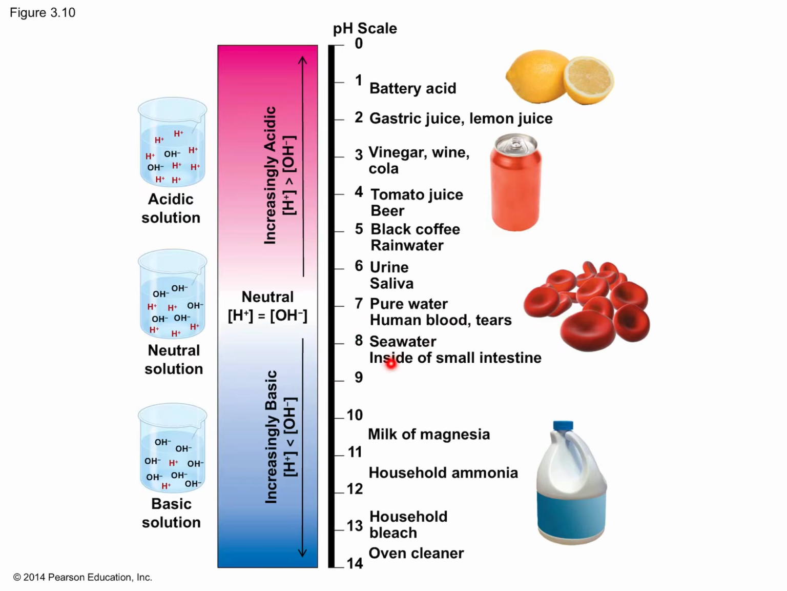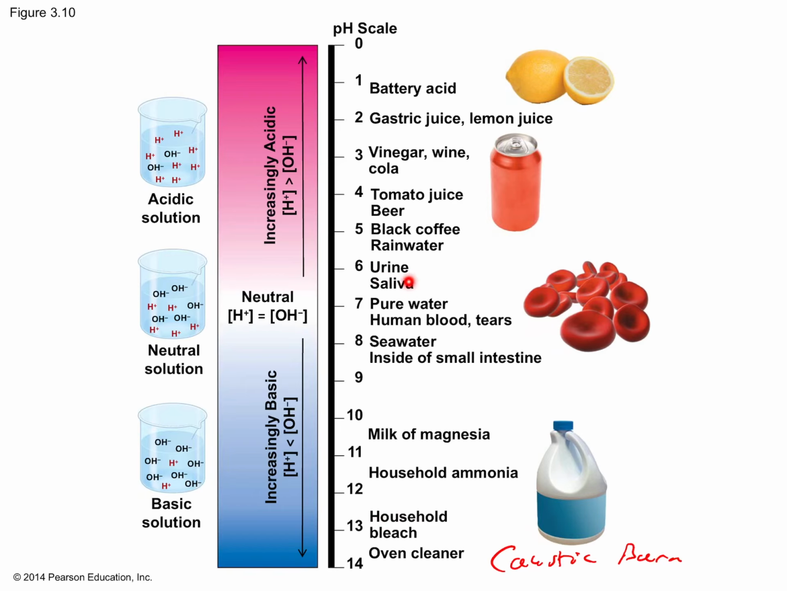Human blood, 7.3. Tears, about the same. Seawater, about 8. Milk of magnesia, right? You take that for acid stomach because it neutralizes the acid. Why? It's a strong base, 10.5 or so. Household bleach, oven cleaner, very, very basic. These can give you what's called a caustic burn. Okay, it's similar to an acidic burn, but it's a different thing. It's a burn, tissue damage, but it's a result of extreme high pH, basic pH.